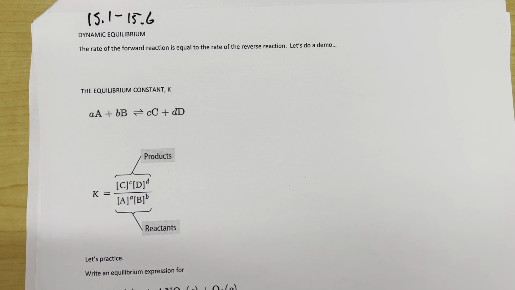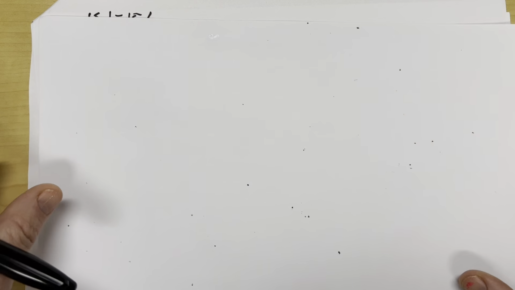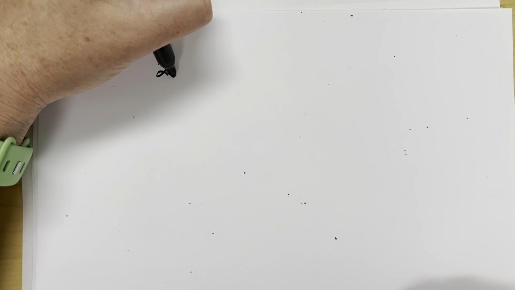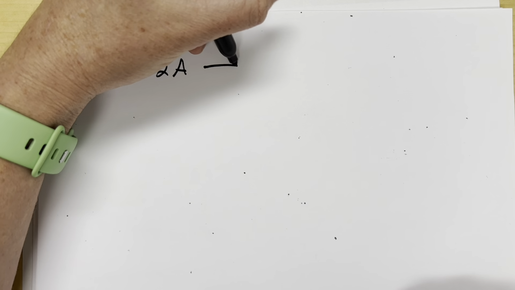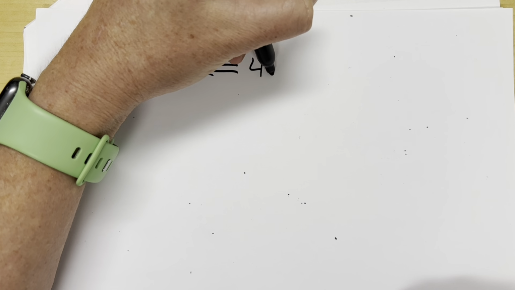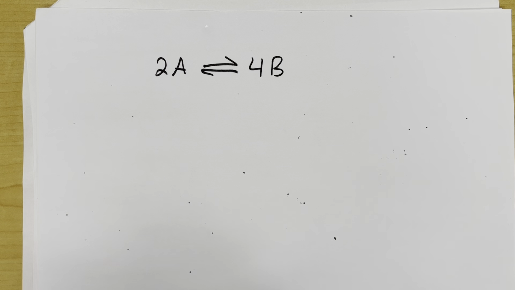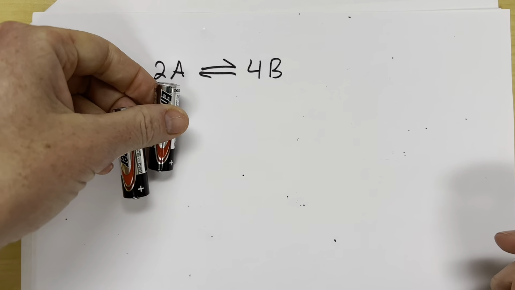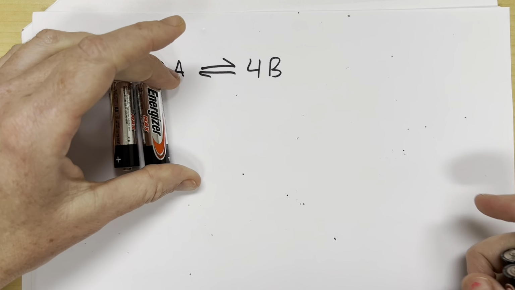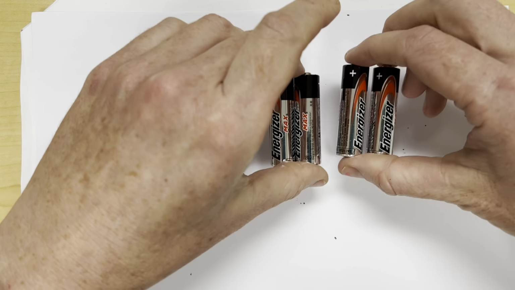So I start by saying I want to do a demo. We'll do a demo in class with people, but let's see. Let's do this. Okay, so let's say I have a reaction, which is, I don't know, let's do 2A in equilibrium with 4B. Okay, so let's say this is my A stuff. I got two of them, 2 A's. These are my 4 B's.